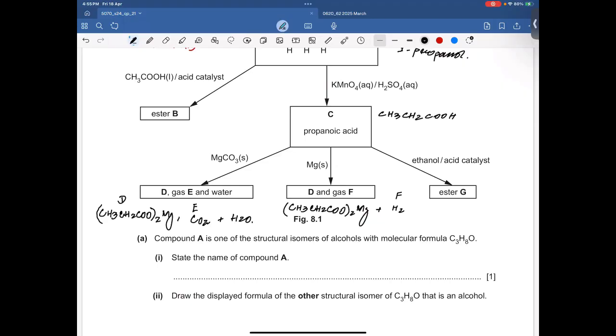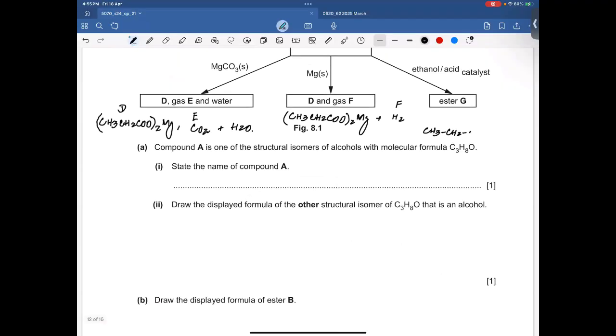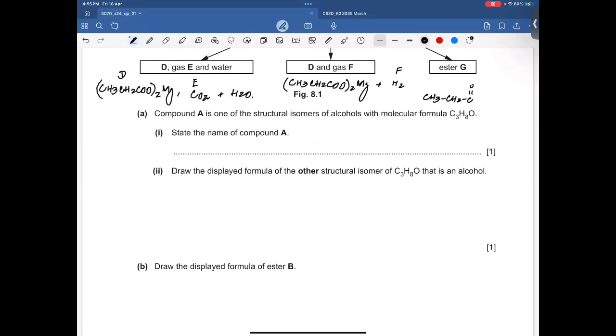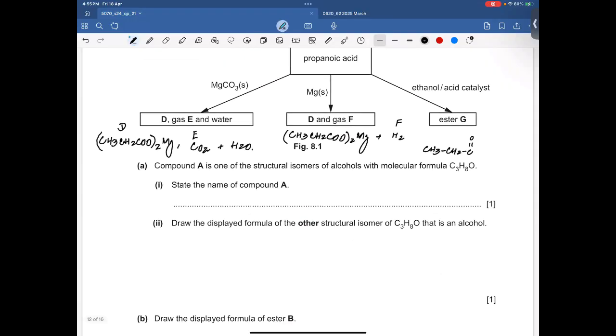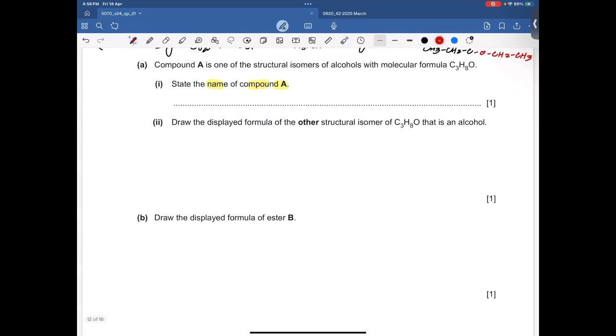So when we use ethanol and propanoic acid, we'll get ester. पहले acid का part लिखते हैं. So this is CH3, CH2. My bad. Hold on. Okay, I was right. CH2CO and then ethanol. Now we need to attach the alcohol part, which is CH2 and then CH3. Okay, that's my ester G. Name compound A. Its name is propane 1-ol or 1-propanol.